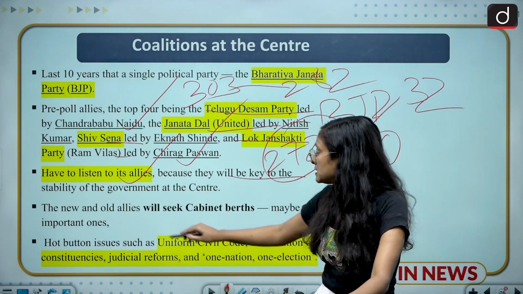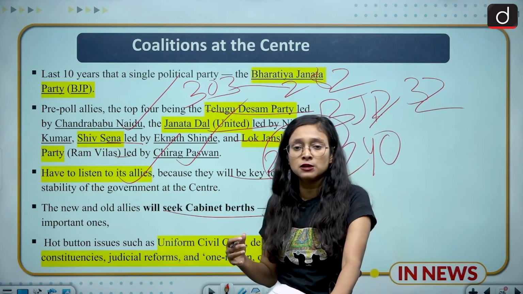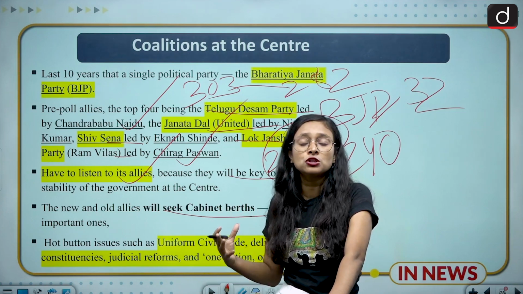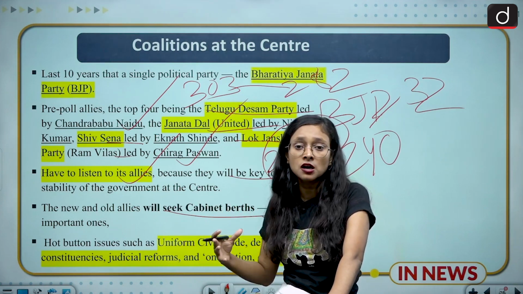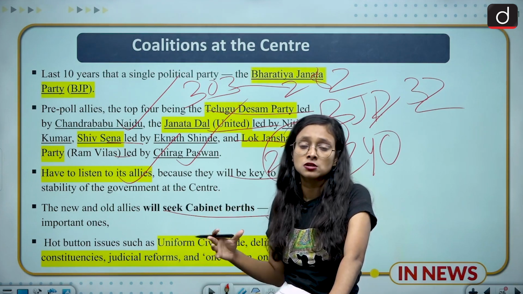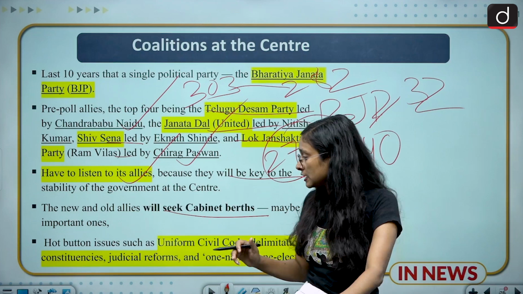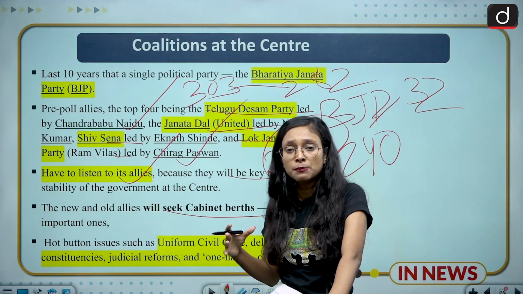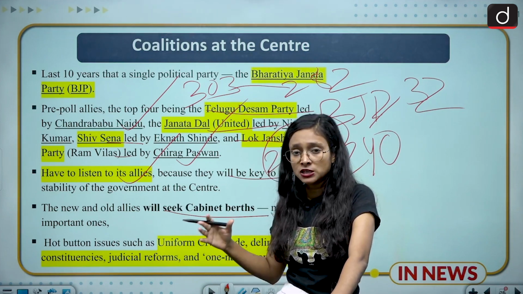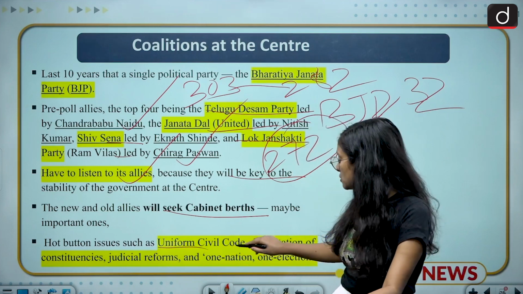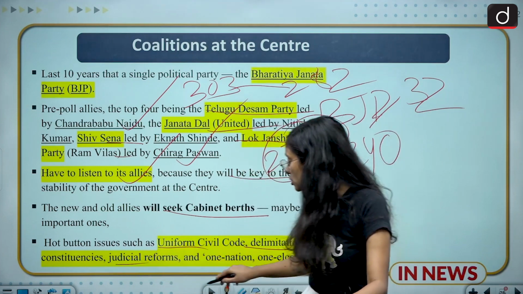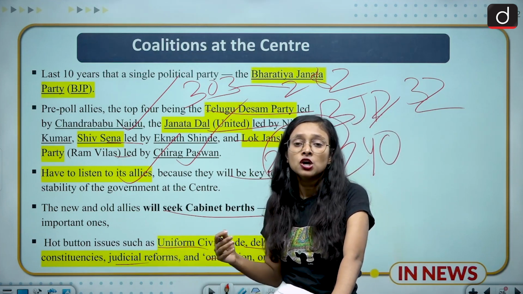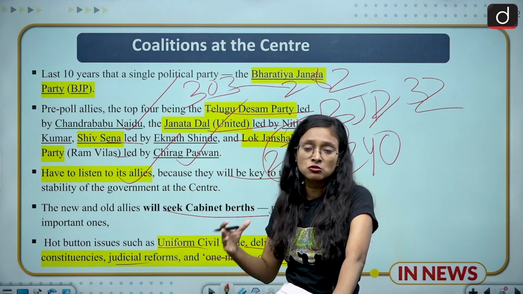And also we'll see cabinet berths. Earlier we have seen that most of the cabinet berths were given to the BJP, but right now the allies are also contributing to form a government, so they also seek cabinet positions and cabinet ministers. So this will be another turn in this election. And also they will discuss hot button issues on which many political parties would not agree with the current ruling party, the BJP: Uniform Civil Code, delimitation of constituencies, judicial reforms, and one nation, one election. So these are the hot and pertinent issues on which the BJP government has to listen to them.